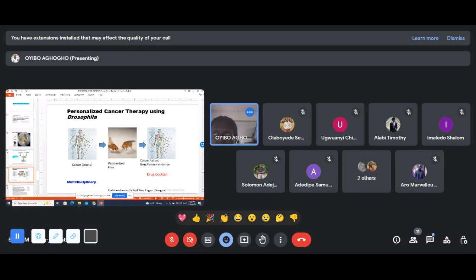And then you begin to treat with different doses and different types of drugs, different combinations of drugs. And then with that, you'll be able to select a particular drug that will be protective in the fly. And then if you take it to the human, use that same drug. When they say personalized therapy, you're trying to treat a person based on his own genetic makeup, his own genetics.